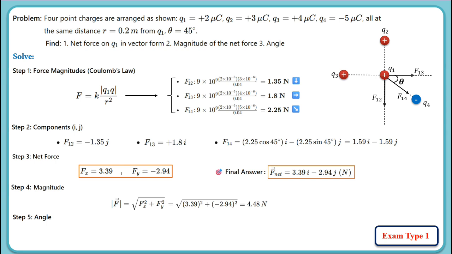Finally, we calculate the angle. Using the tangent inverse, we get approximately 41 degrees. Since the y component is negative, the direction is below the positive x-axis. This completes the solution.